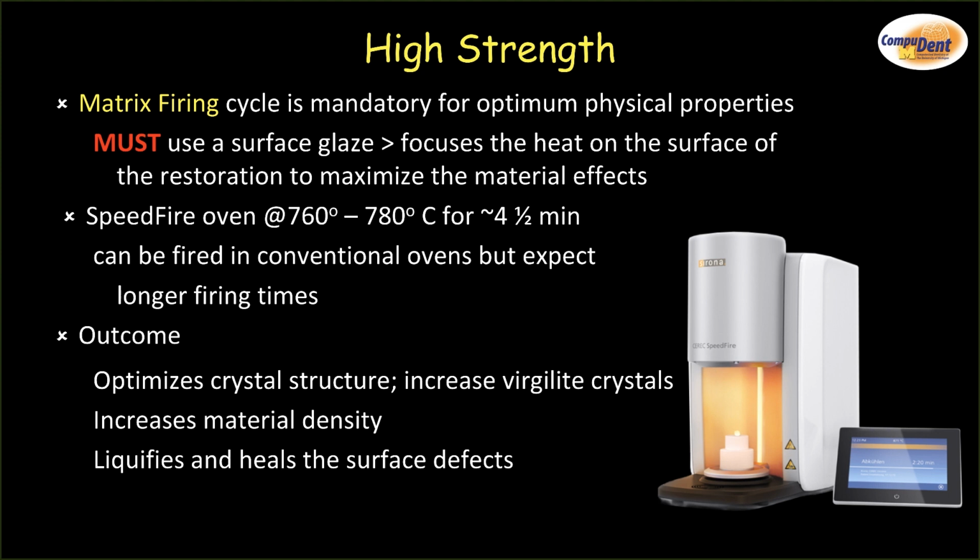Now, a couple of musts. You must use a surface glaze on the surface of the restoration for this to occur well. Because what the glaze does is it focuses the heat of the firing sequence on the surface of the restoration, which maximizes the material effects. Now, the good news is it only takes about 4.5 to 5 minutes for this cycle to occur in a speed fire. You can use conventional ovens. It's in the instructions for use, but just expect a little bit longer firing times.